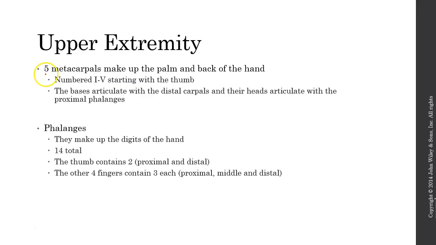Okay. The 5 metacarpals make up the palm and the back of the hand. They are numbered 1 to 5, starting with the thumb. The rest are phalanges, which make up the digits or fingers. We have 14 in total. The thumb contains 2, and each of the other 4 fingers contain 3.